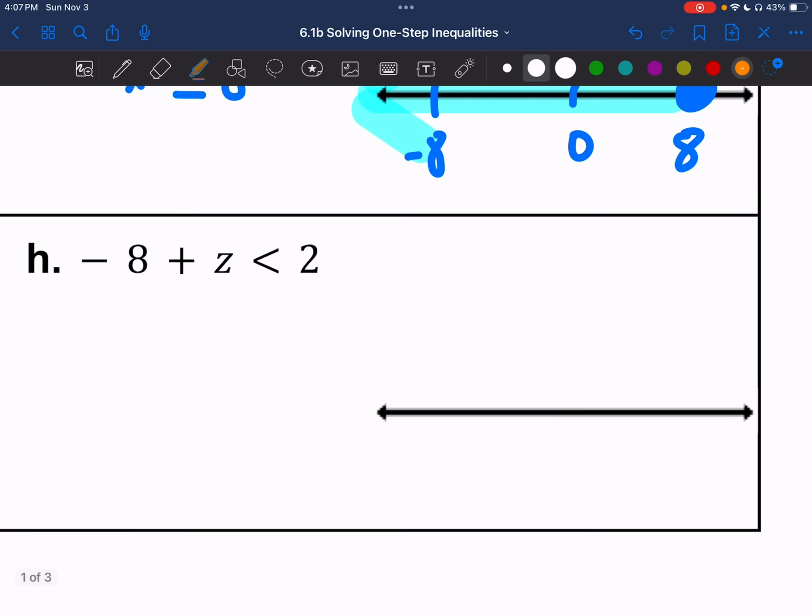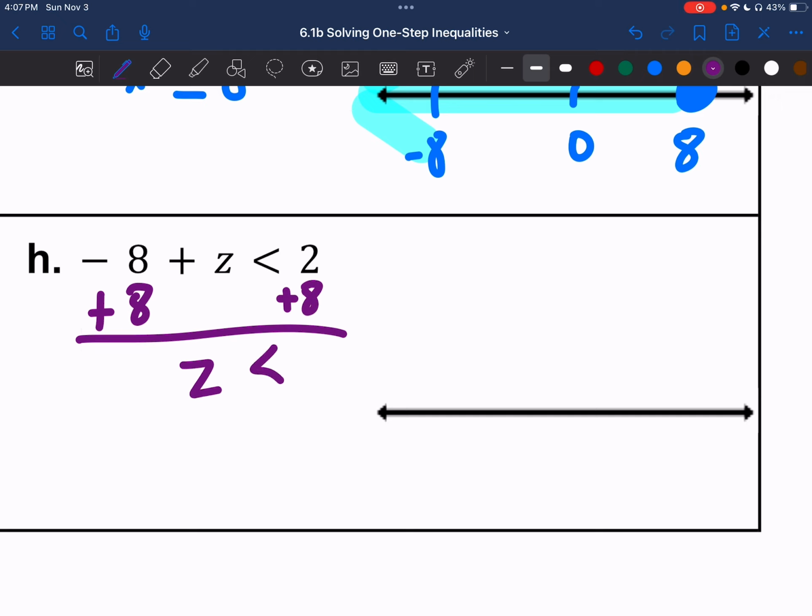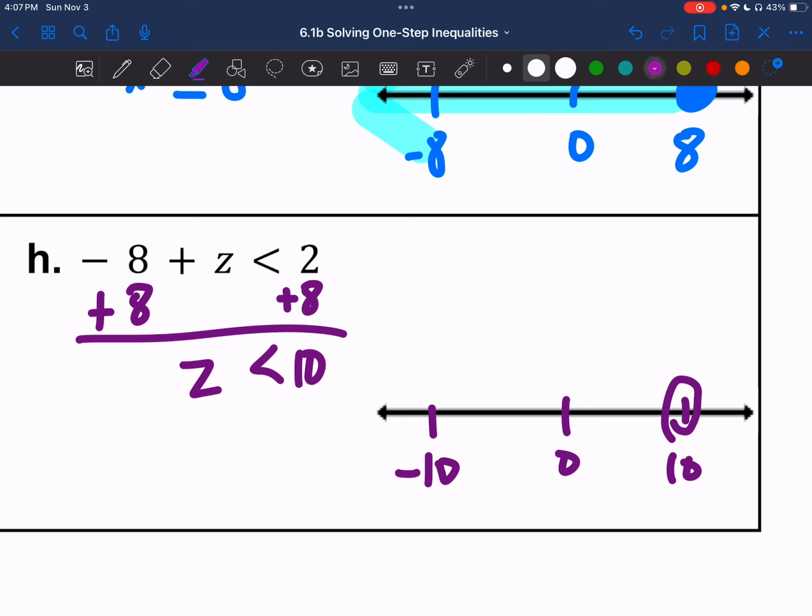Now, letter H. We have negative 8 plus z is less than 2, so we add 8 to both sides. We get z is less than 10, so we have points at negative 10, 0, and positive 10. It's an open dot at 10, and we are shading to the left because it's less than.